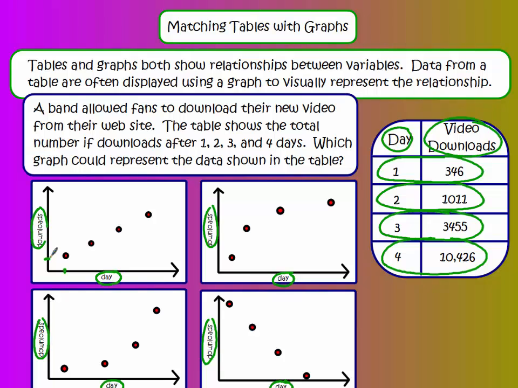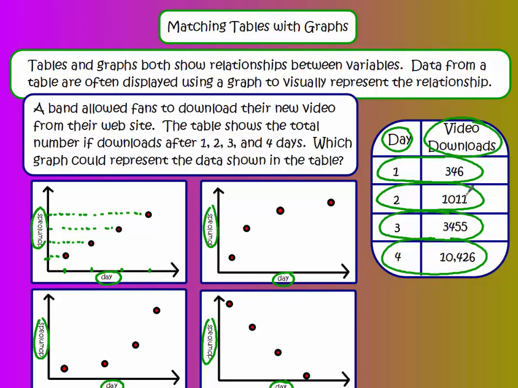So day 2 would have to be here, day 3 would be here, and day 4 would be here. Well, notice how the distance between each one of these points is about the same every time. So if this was about 346 or 350 or so, then this one would have to be twice that, so this would have to be at 700. But we're supposed to be at 1011. So this might not be the right graph.